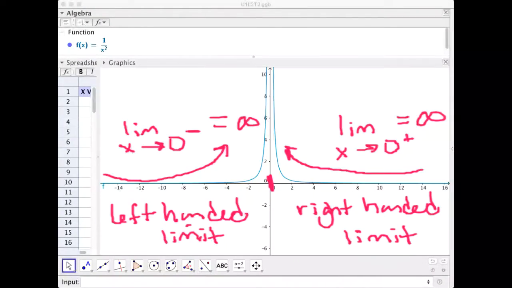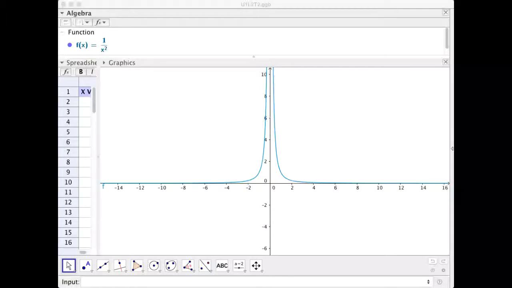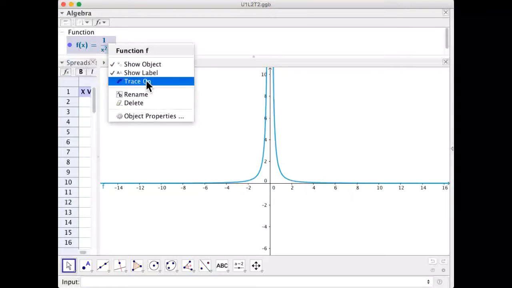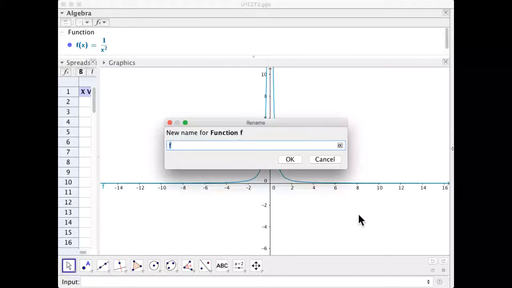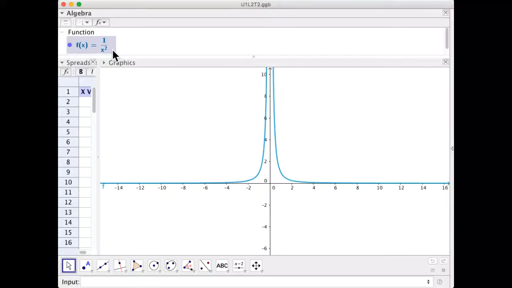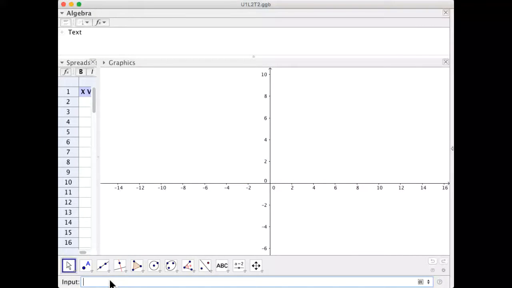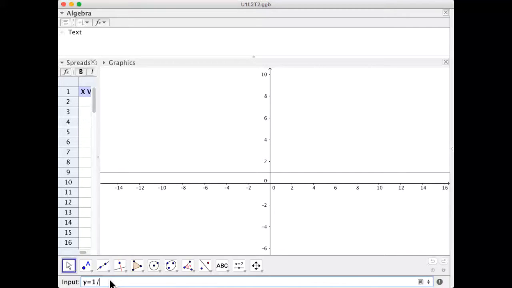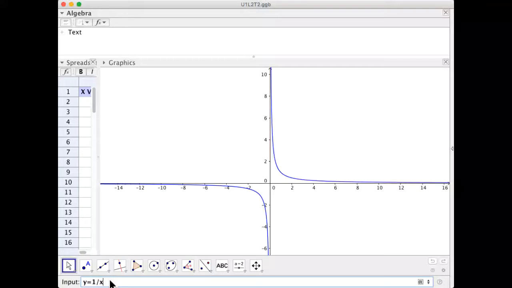So let's go here to our graph, clear away all my messiness here. I am going to change this function. Let's just delete this and start over. So we're going to call this new graph y equals 1 over x. We talked about 1 over x squared, that was the most recent one. This is the graph of 1 over x. Now let's center it here.